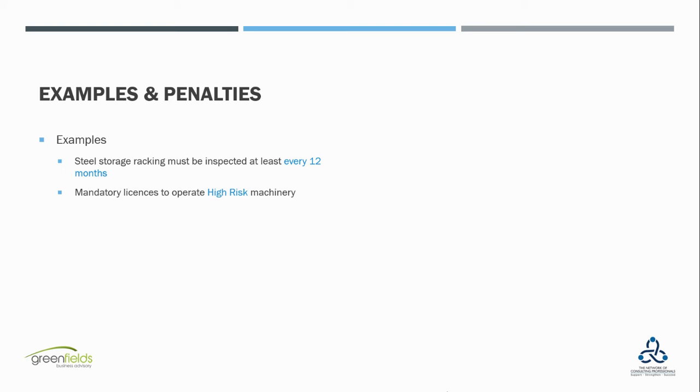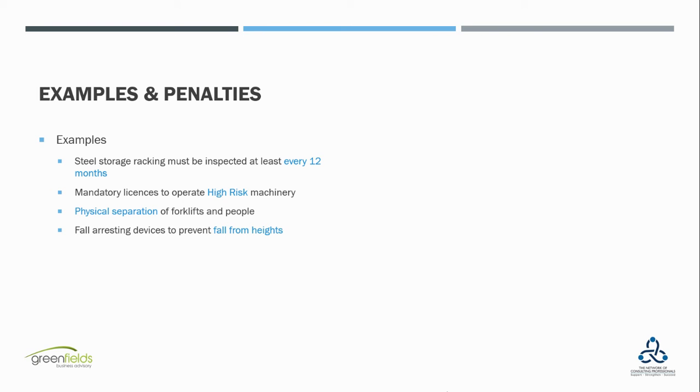You need to have mandatory license to operate high-risk machinery, for example, forklifts, elevated work platforms, cranes, those type of machinery. You need to have physical separation of forklifts and people, and I'll talk a little bit about that in a penalty case in a moment.